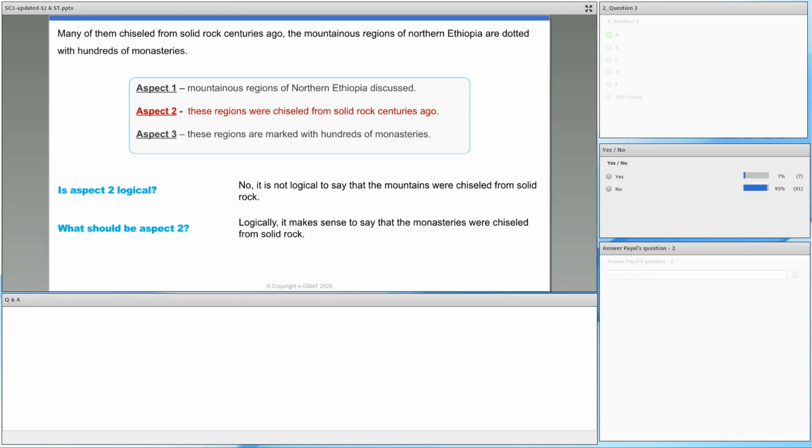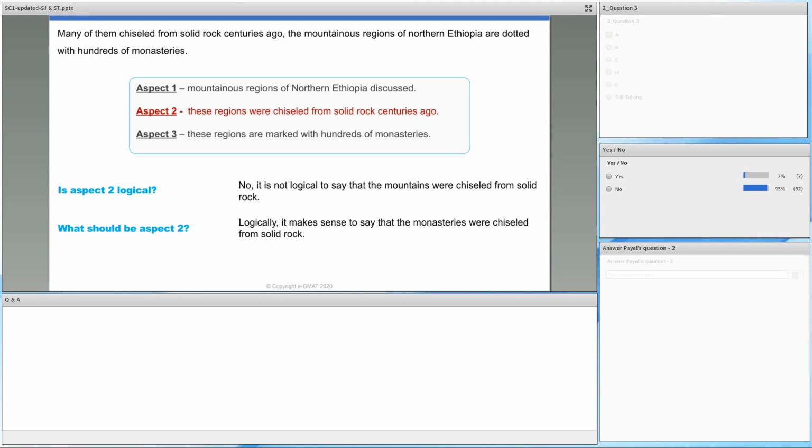No, we cannot do that. From a single piece of rock, probably we can carve out a statue or a temple or some sort of construction, but mountain ranges, no, that's not possible. Okay, so mountainous regions cannot be carved out from a solid rock. So definitely aspect 2 is not logical. Now, so we know that something has definitely been carved out in this sentence, but what is that entity that will make sense if we say that this has been carved out from the rock?